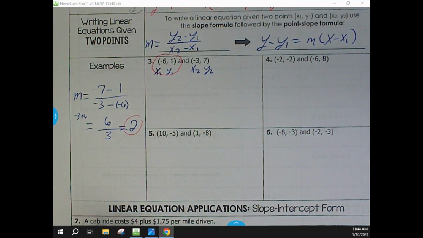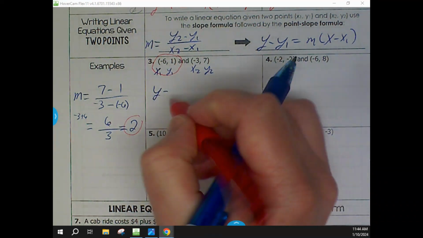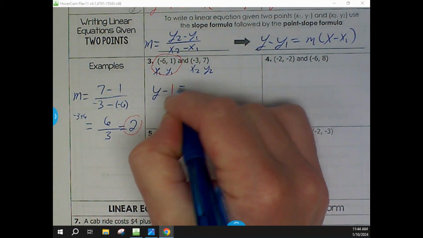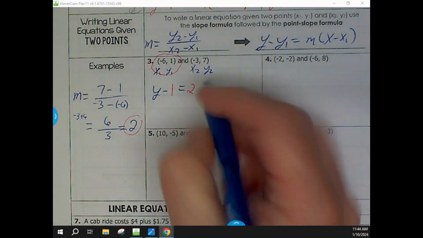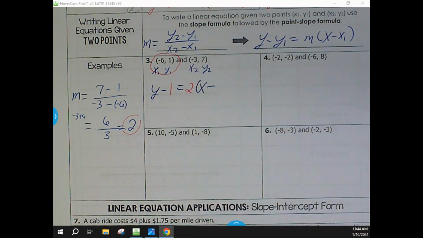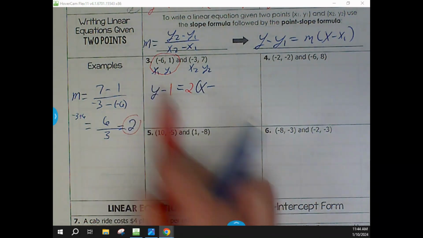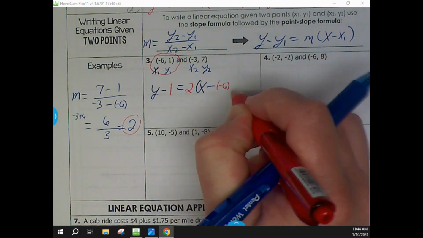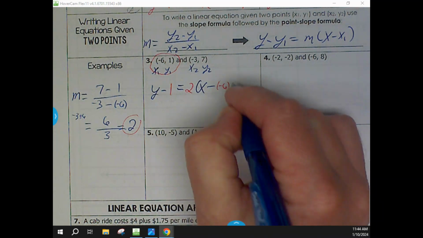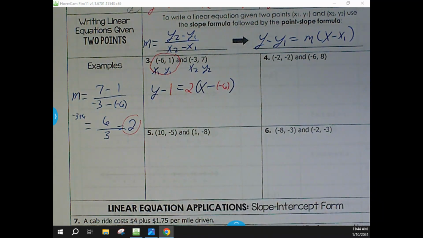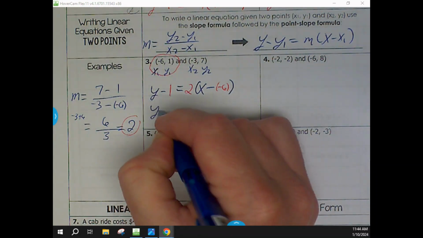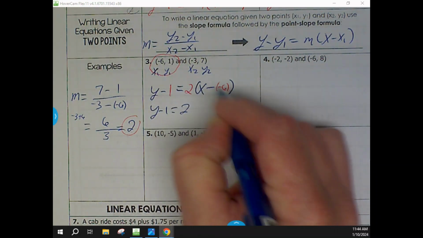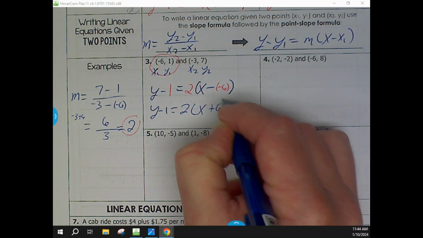Okay, so if we do that, now we're going to have y minus y1, which is 1, equals our m value here, which is 2, times x minus x1, which is negative 6. All right, and again, only one thing to do for that one: just clean up that minus negative and make it a positive.